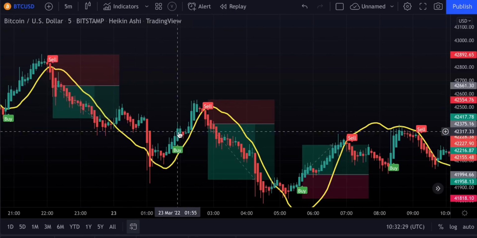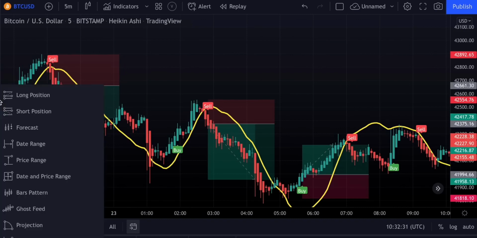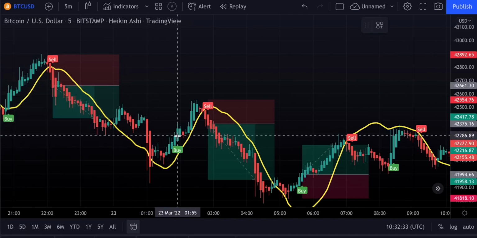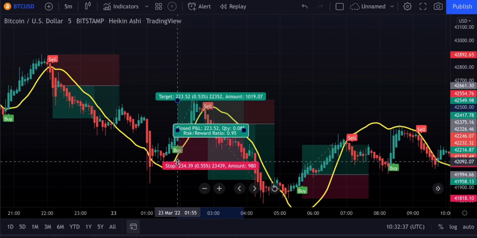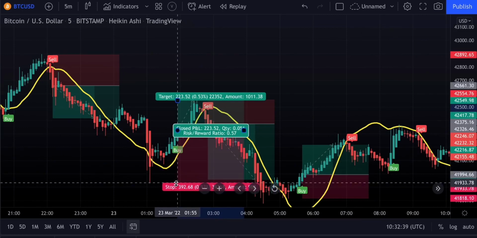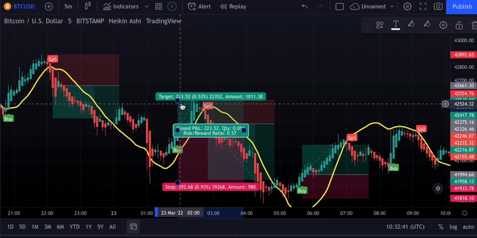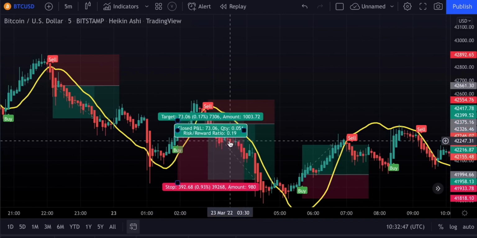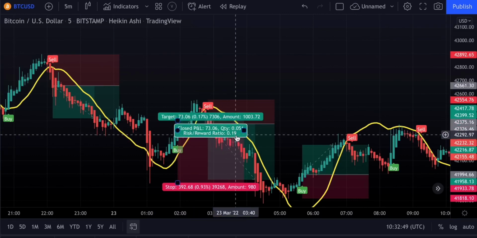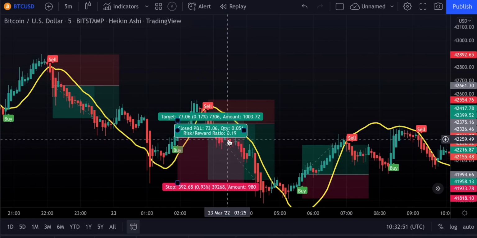Okay, another long signal right here. So let's take that trade. Let's set our stop loss at the recent swing low. That's somewhere there, I believe. And the profits will be very insignificant. So 8.19 risk to reward ratio. So that's around 8.4% profit.